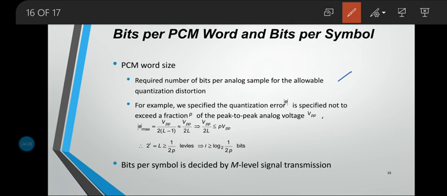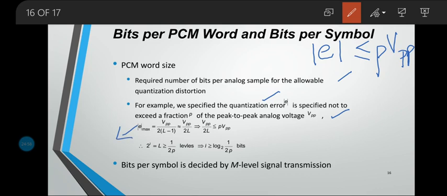Now, for example, let us consider a quantization error E which is not greater than the fraction P of the peak-to-peak voltage VPP. So E is less than or equal to P times VPP. We also know that the maximum value of E cannot be longer than the quantile value Q by 2. What is Q? Q we know is VPP by L minus 1.